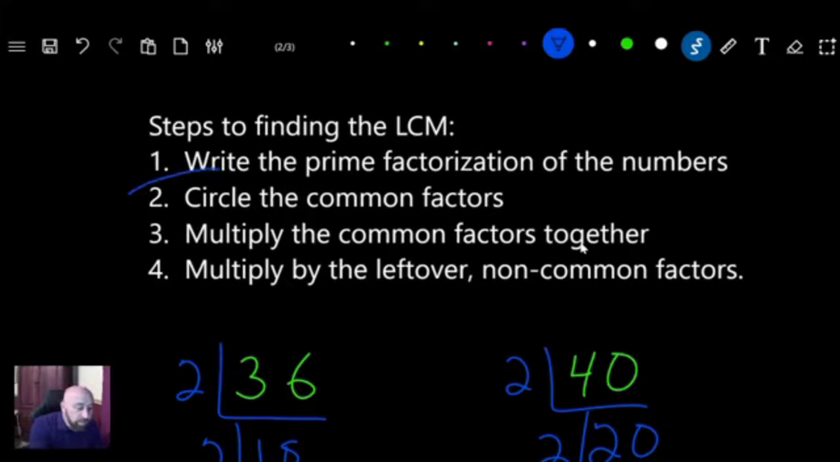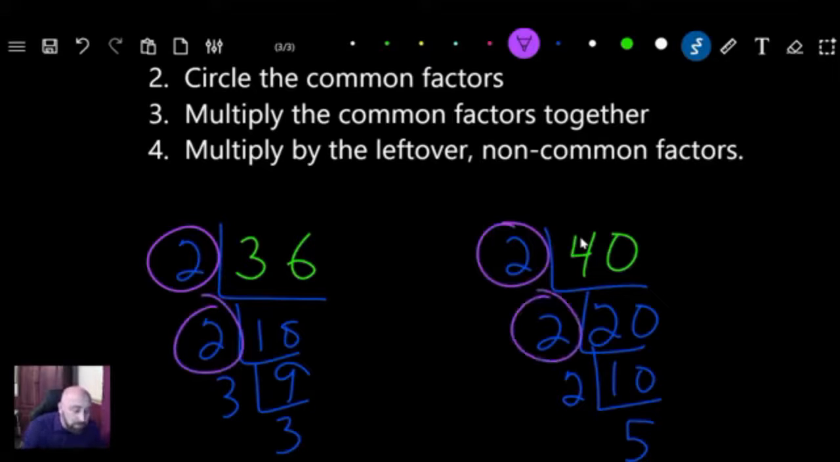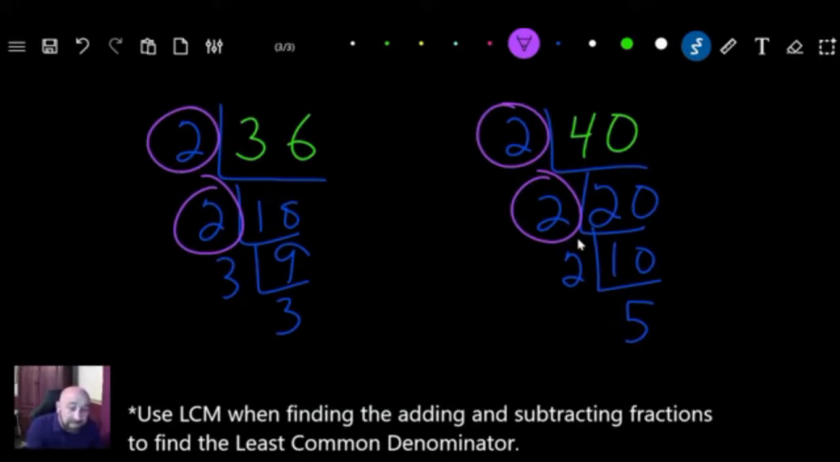Okay. Step number 2, we want to circle the common factors. Circle the common. So look, 2 and 2. Then we have another 2 and another 2. 3 is not common, right? So that 3 is not common, that 2 is not common, that 5 is not common. So all we have are the 2 sets of 2's.